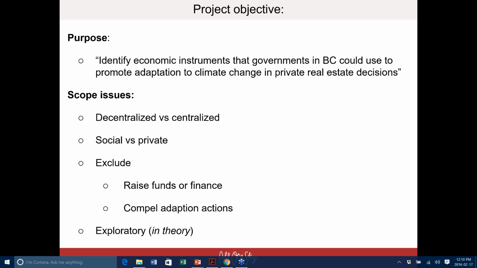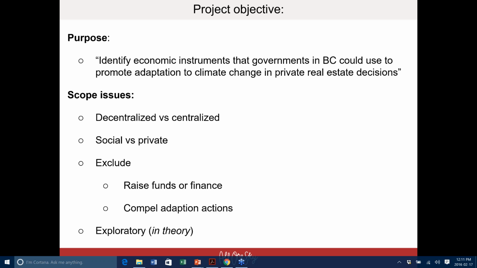We were also advised to exclude economic instruments that look to raise funds or to finance climate change adaptations, as those were being dealt with through another study, and also to exclude looking at policy tools that compel adaptation action. So we weren't really looking at the standard regulatory or planning tools. We were looking at more instruments that change the costs and benefits, the information and incentives that private actors in the real estate sector faced, but still leaving the choice up to them as to how they then process and utilize that information to make adaptation choices. So it wasn't about compelling them to make those choices.